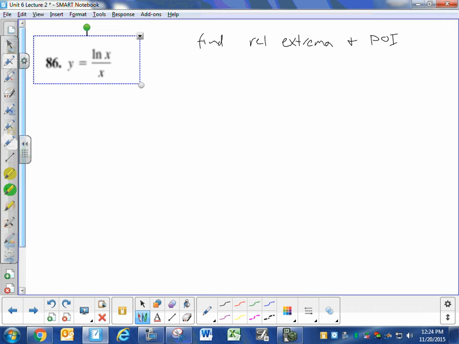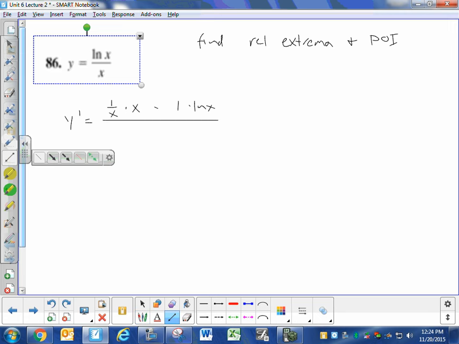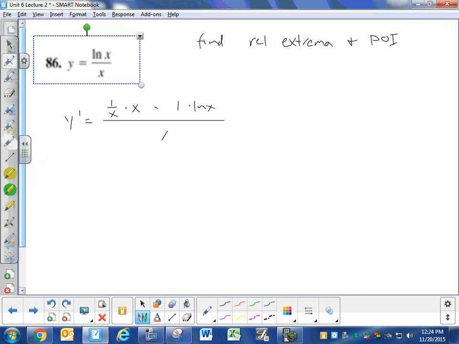So to find the relative extrema, we're first going to analyze the signs of my first derivative. To analyze the signs of your first derivative, you're going to take the derivative and set it equal to 0. So we're going to use the quotient rule. Derivative of log x is 1 over x. That's the derivative of the top times the bottom, minus the derivative of the bottom times the top, all over the bottom squared. I can simplify this. The 1 over x times x is just 1. So I got 1 minus log x over x squared.